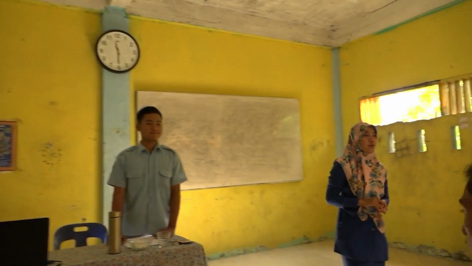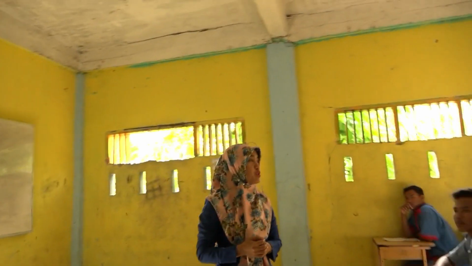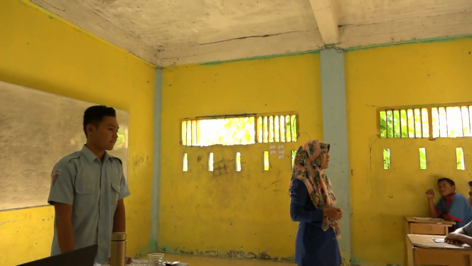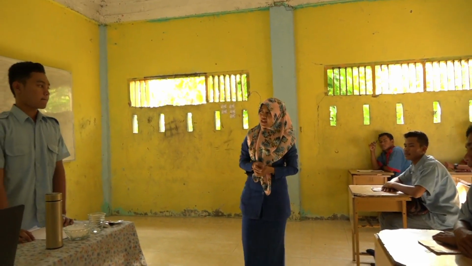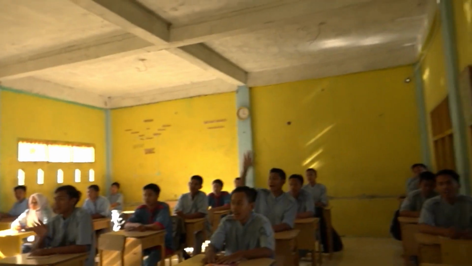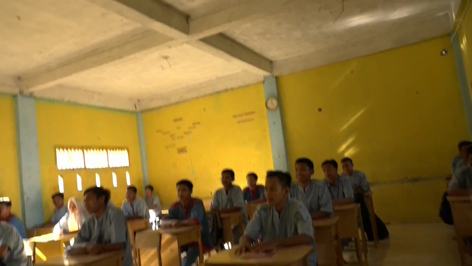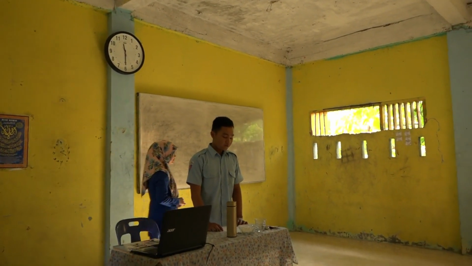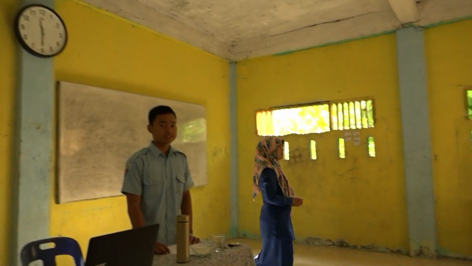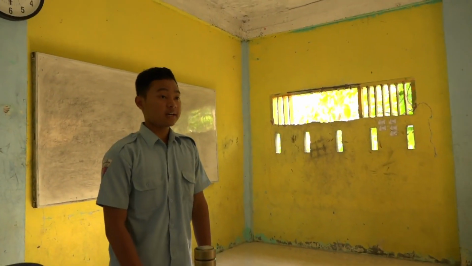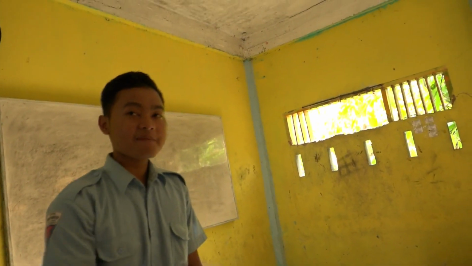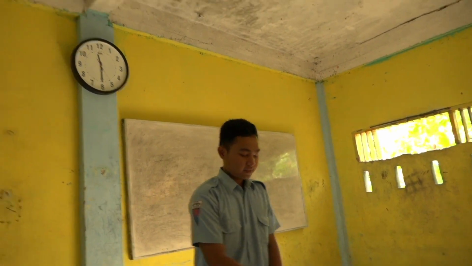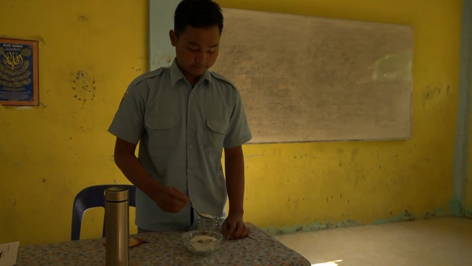Okay, students, now your friend Ade wants to present how to make a cup of coffee in front of the class. Okay, Ade, please. Hi, guys. My name is Ade Pensi. I want to present my procedure text. The title is how to make a cup of coffee. The material is a cup. And then, add 2 spoons of sugar.